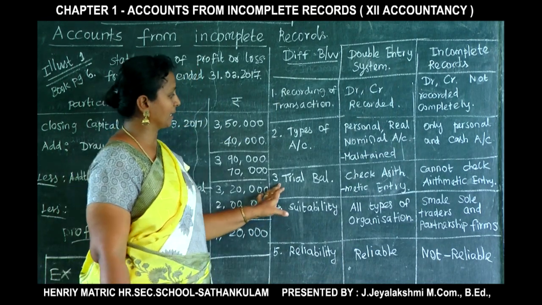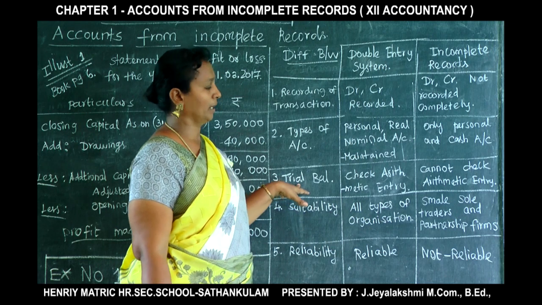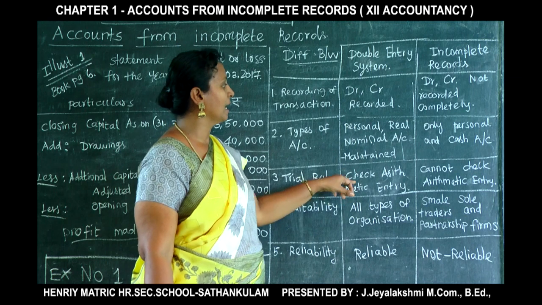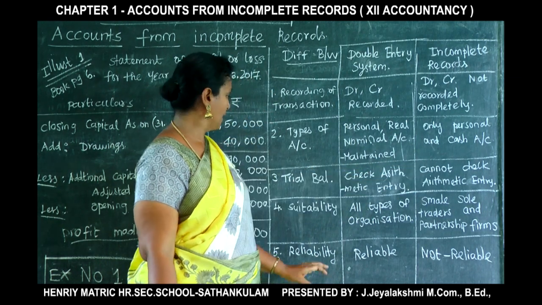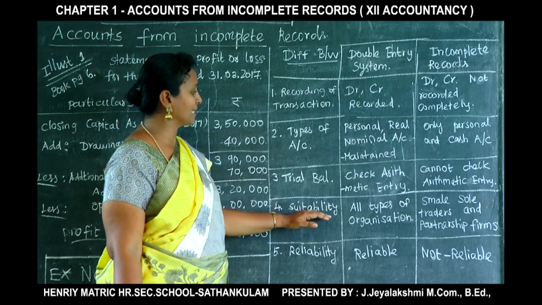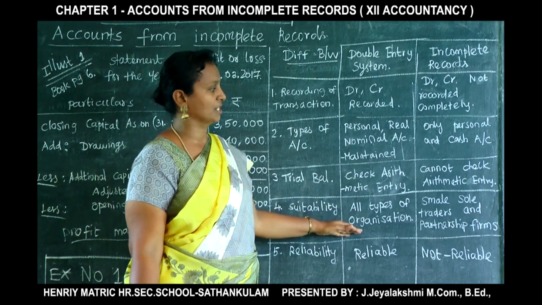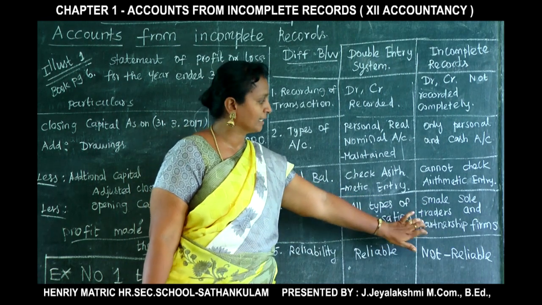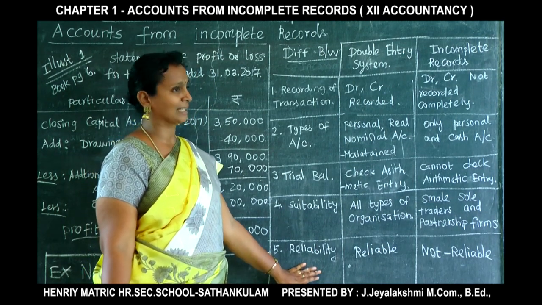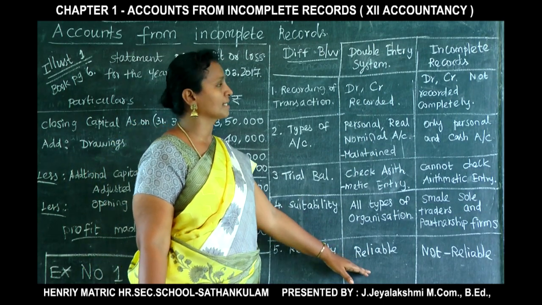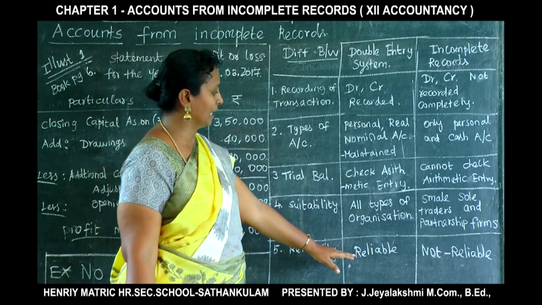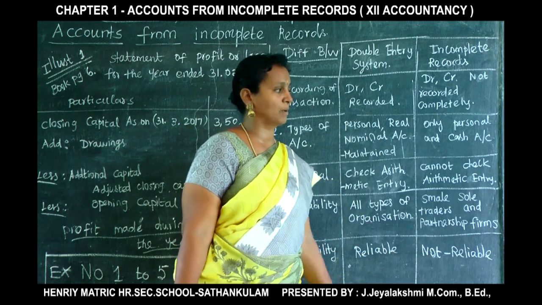Third one, trial balance. To know the accuracy of entries we check the trial balance, which we cannot do in incomplete records. Next, suitability. The double entry system is apt for all types of organization, while here only sole traders and partnerships can use it. Fifth one, reliability, which is nothing but trust. We can accept the double entry system and have willingness towards it. Here it is not reliable.